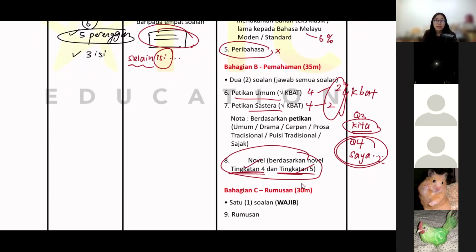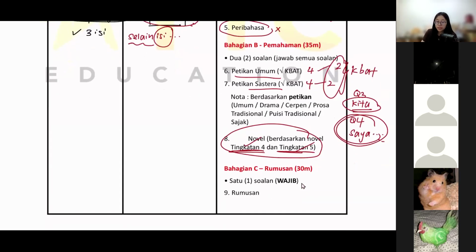But normally, if they don't ask you for both, they will give you the Form 4 and Form 5 novels and ask you to choose one novel. And then only you follow the question. They're asking for nilai, or what you can learn, or what is the nilai positive. Then you just write, with contoh and huraian. And then the rumusan is 30 marks. This one is quite easy as well because the answer is all inside the petikan.